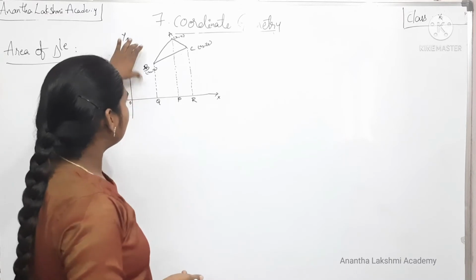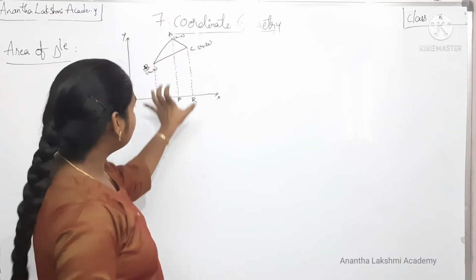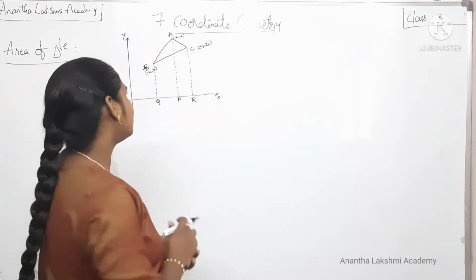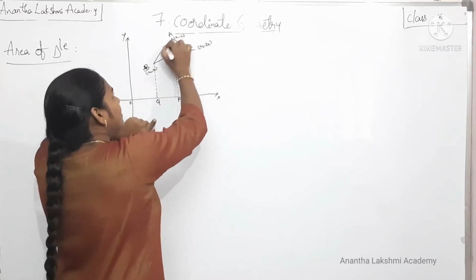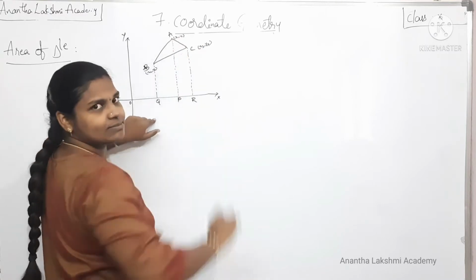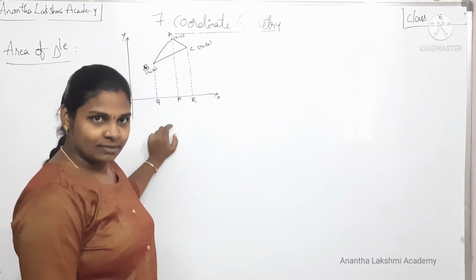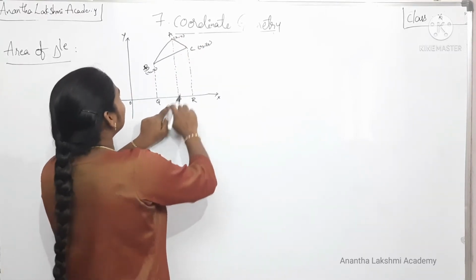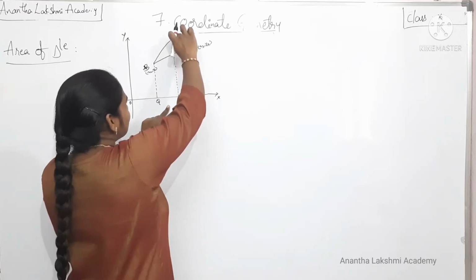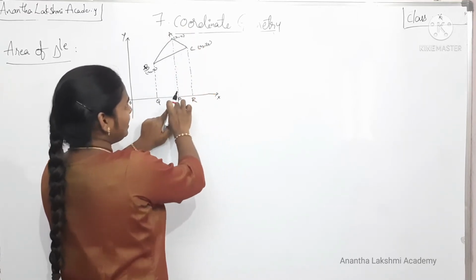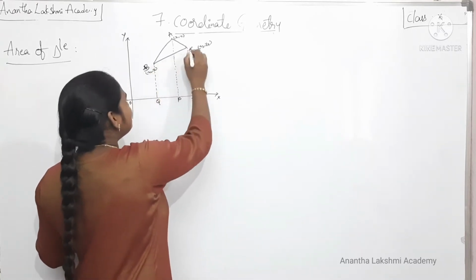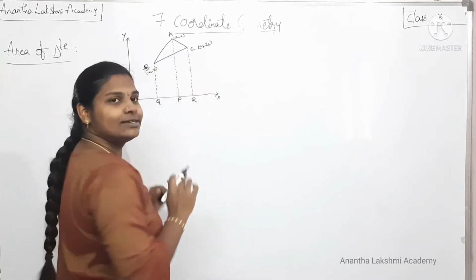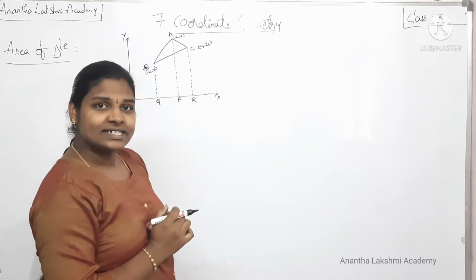Okay, now I have drawn perpendiculars from each vertex to the x-axis. Now look at the shape of ABQP. Isn't it resembling a trapezium? Right? And look at the shape of this thing, ACRP. This is also a trapezium. And BCQR also forms a trapezium, isn't it?